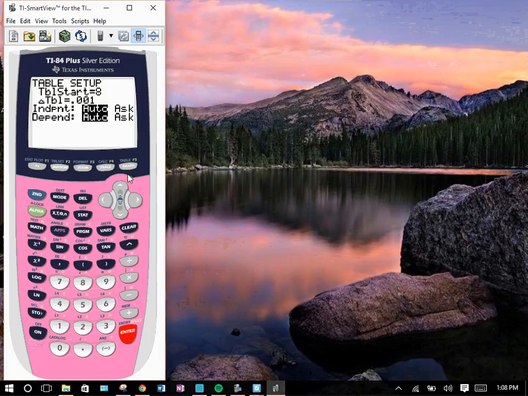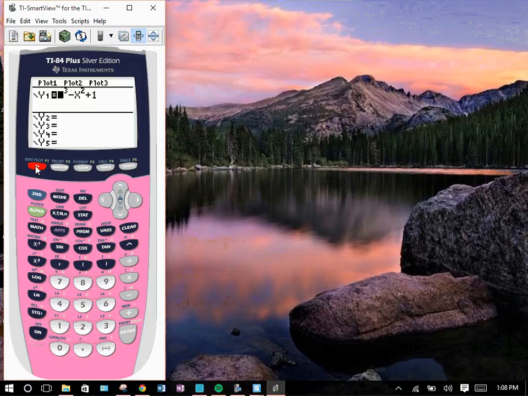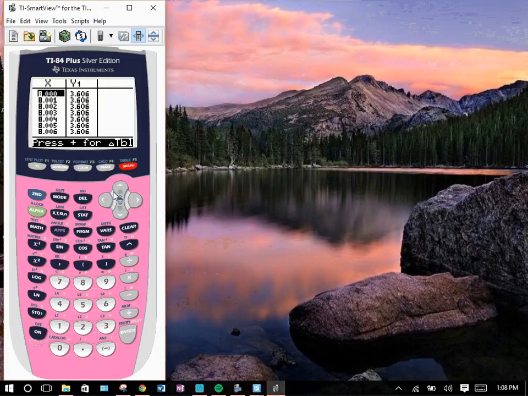Then we go to y equals. If you have anything there, clear it out by hitting clear. Enter the square root of x plus 5 and graph it. Once you have it graphed, we hit second graph to bring up the table, and you will see the values coming from the left and coming from the right.